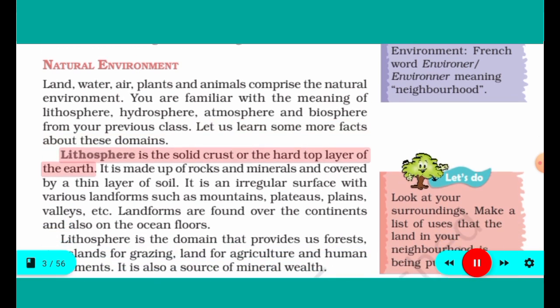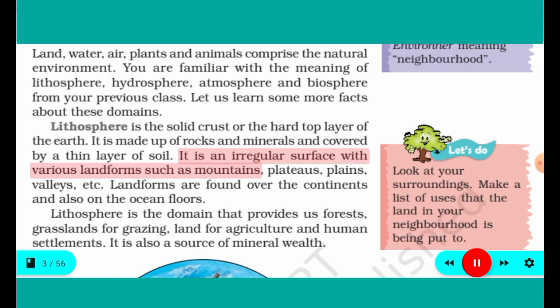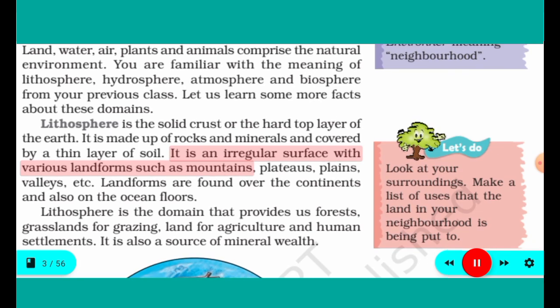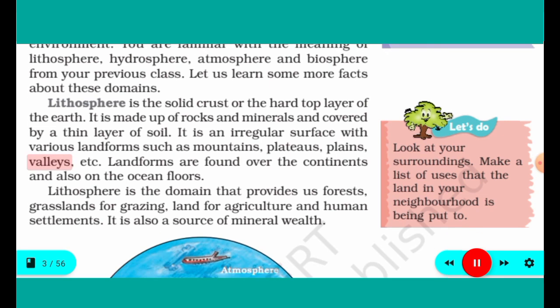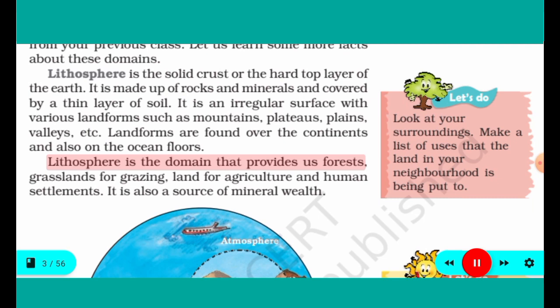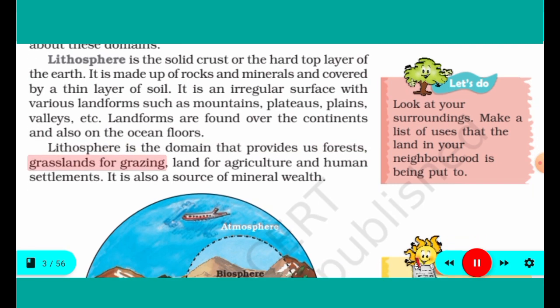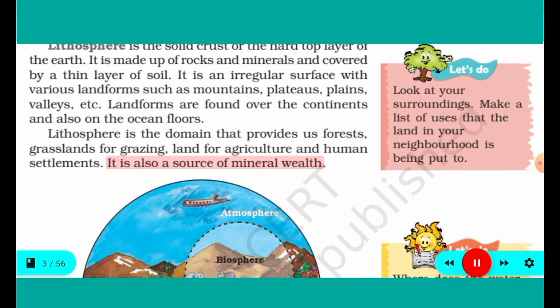Lithosphere is the solid crust or the hard top layer of the Earth. It is made up of rocks and minerals and covered by a thin layer of soil. It is an irregular surface with various landforms such as mountains, plateaus, plains, valleys, etc. Landforms are found over the continents and also on the ocean floors. Lithosphere is the domain that provides us forests, grasslands for grazing, land for agriculture and human settlements. It is also a source of mineral wealth.